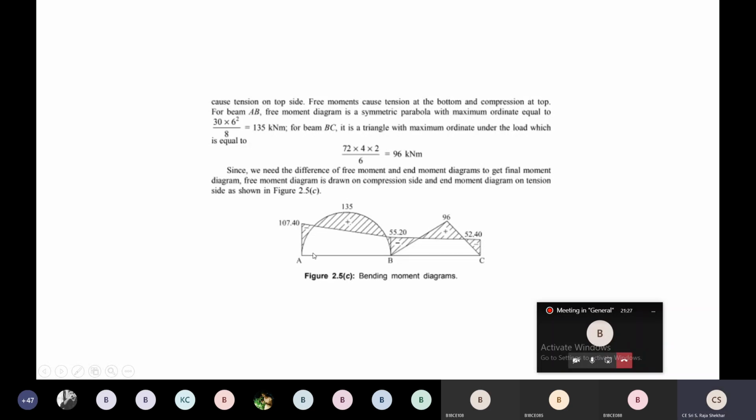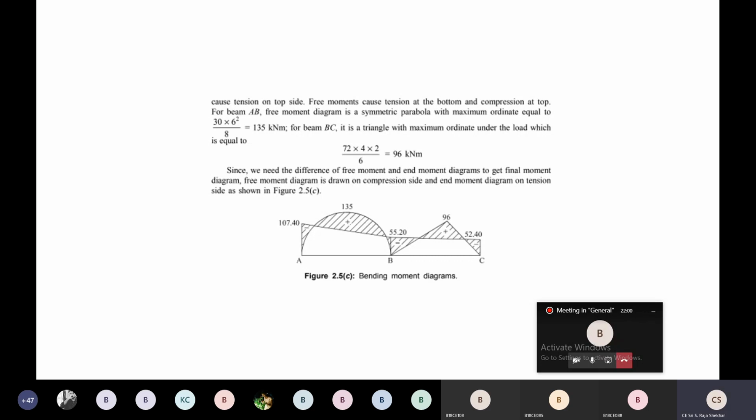For the AB span, the variation of the bending moment diagram is a 2-degree parabola. Why? Because it is a uniform distributed load. I have drawn it here. For the BC span it is a point load. The variation of the bending moment diagram is a linear variation. Maximum bending moment occurs at the point where the load is applied. That is this point, 2 meters from the right support.